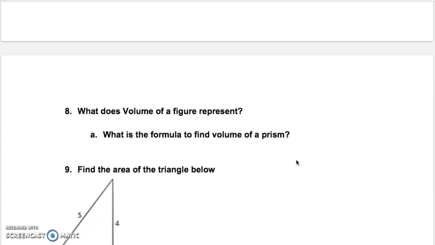Number 8, what does volume of a figure represent? And then part A of that question, what is the formula to find the volume of a prism? What is the formula to find the volume of a prism?